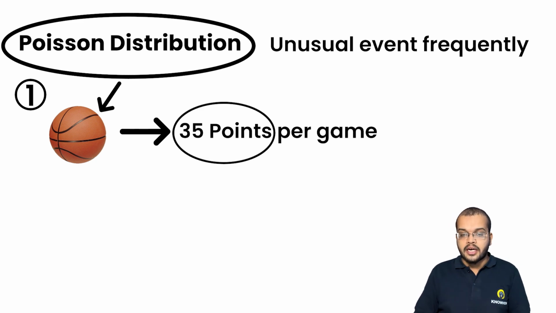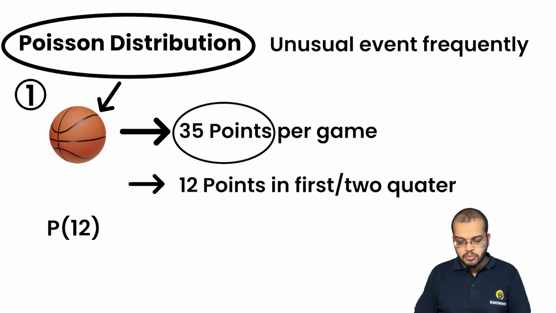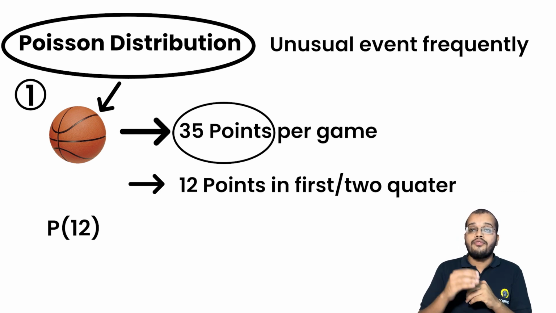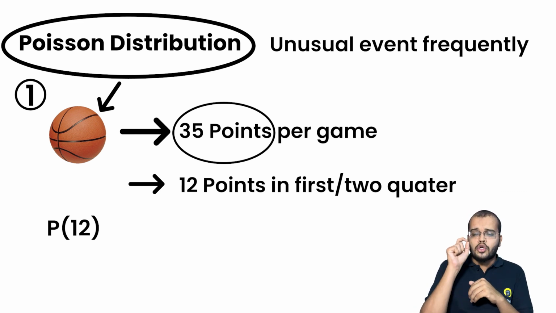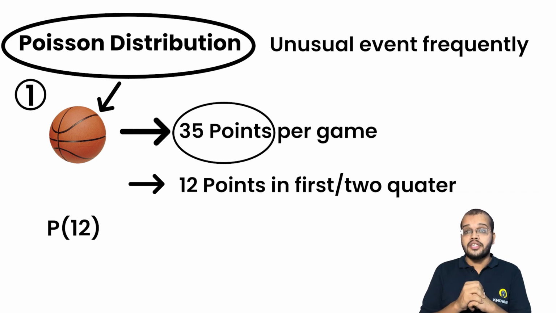Now the condition here is 12 points in the first quarter of his next game, whenever he or she is playing. So what is the probability here? The condition of probability is the probability of 12. Using this Poisson distribution, we are able to determine the chance of scoring exactly 12 points for a specified interval. So this is nothing but a Poisson distribution.